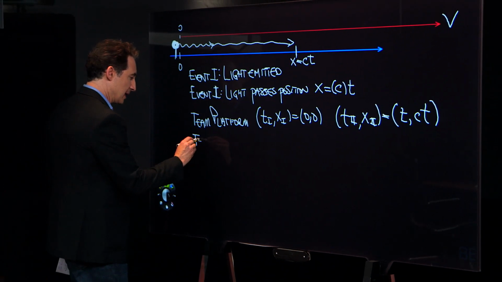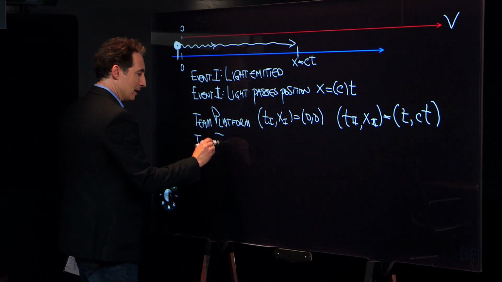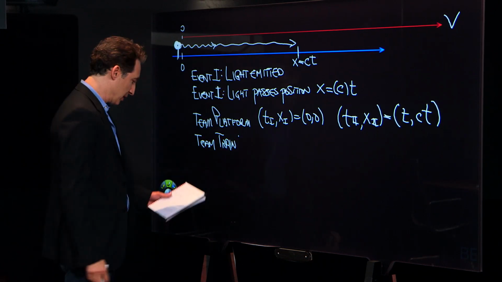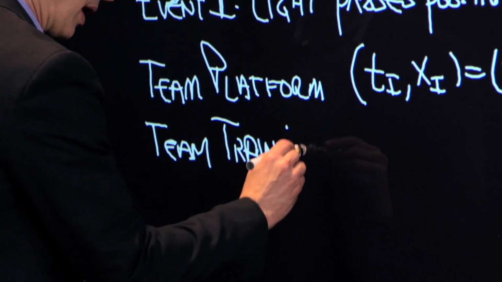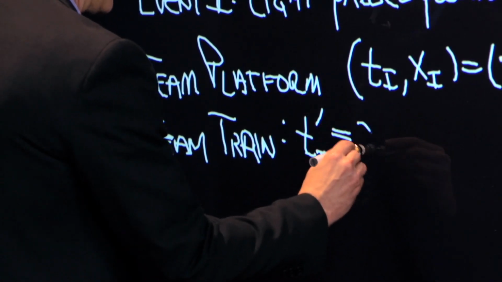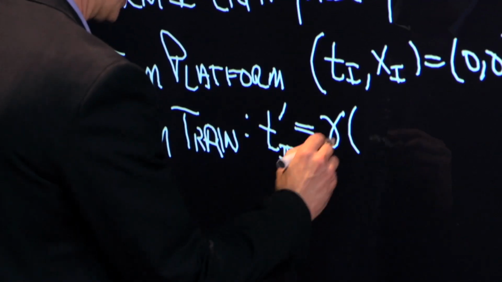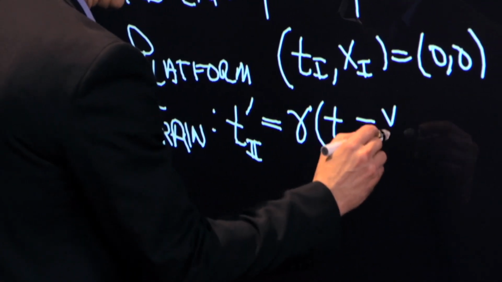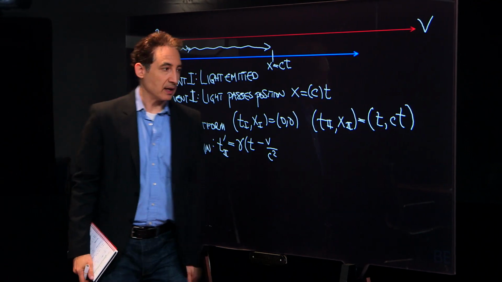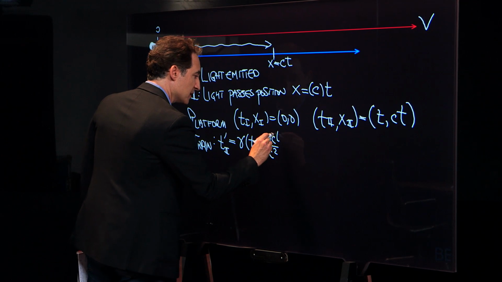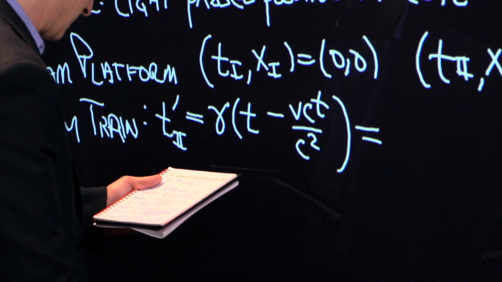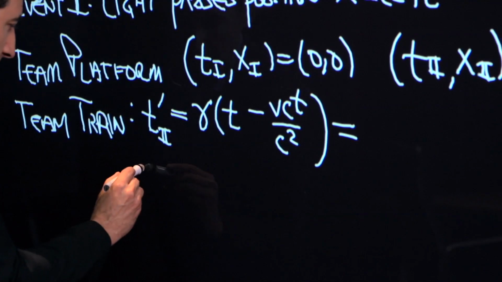Now, let's look at team train. Let's just plug into the Lorentz transformation to work out the coordinate values that they will ascribe to the second event. So t2 prime will be equal to gamma times, well, we know the formula. It's t minus vx over c squared. What is x? x is c times t, right? So we have c times t over here. Let's just leave it like that for the time being.